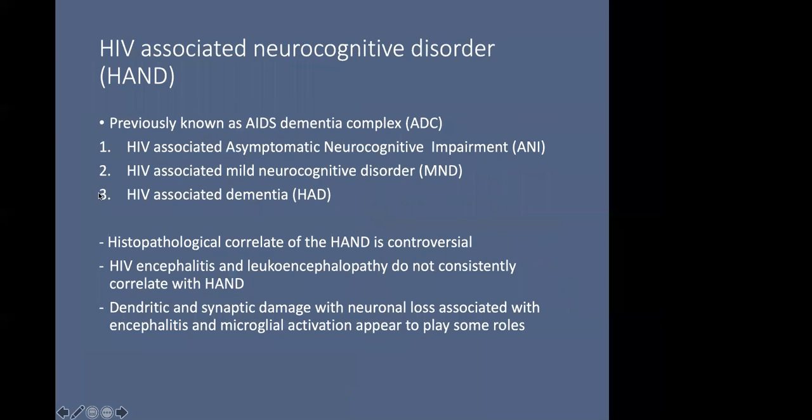Other than that, HIV is known to produce certain dementing conditions. Nowadays, these are called HIV-associated neurocognitive disorder, or HAND, of which there are 2 or 3 different kinds of disorders. The most serious is the HIV-associated dementia, or HAD. Histopathological correlate, we do not have anything specific for these conditions. Usually you see encephalitis or leukoencephalopathy along with it, but not always.